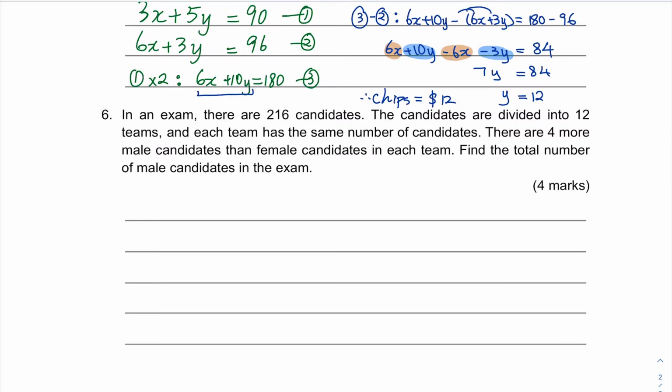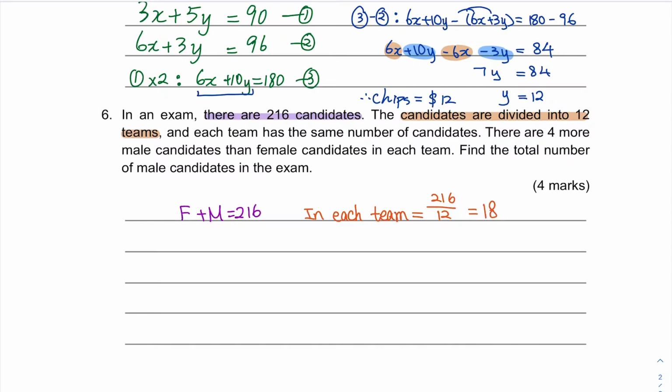There are 216 candidates. So those candidates, it includes females and also the males, right? Good. How about the second line? Let's also translate it. Now the candidates are divided into 12 teams. Oops, so it's not like this. You'll have to see in each team how many candidates. In each team, how many candidates are there? There are 216 in total and there are 12 teams. So you divide it by 12 and you will get the answer as 18.